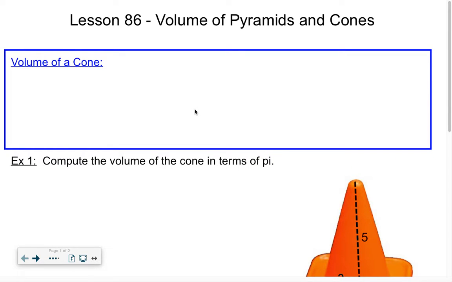Okay, today we're looking at lesson 86 where we're dealing with volume of pyramids and cones. So we're going to introduce the formulas for each one of these and then we're going to go through an example of each one. So let's start with the volume of a cone.